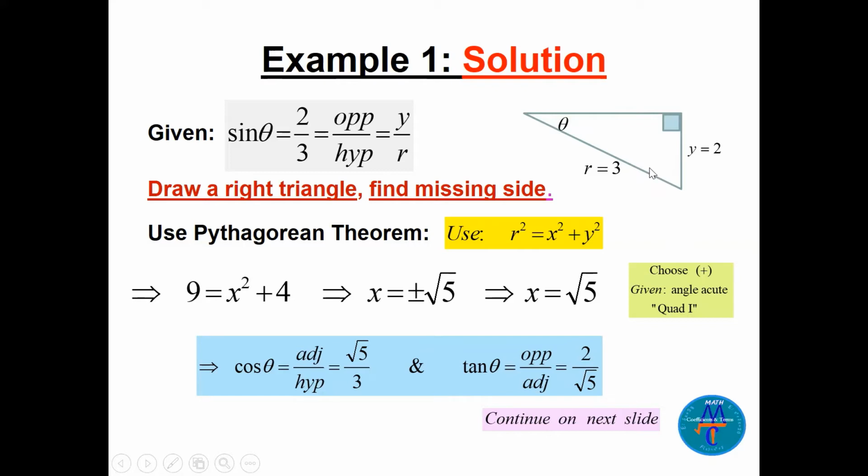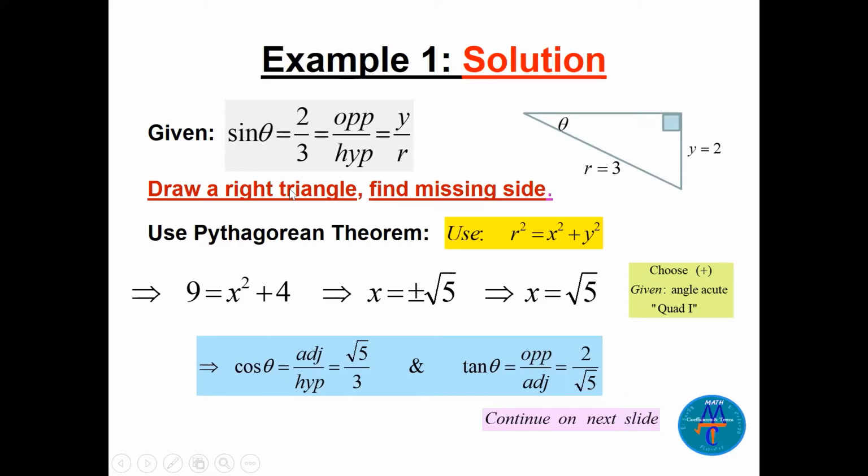Later, you will see that x can be negative if we go to quadrant 2 or quadrant 3 and so on. r is always positive. x and y depend on the quadrant. So we already have sine theta 2 over 3, that's given. Let's look at cosine.